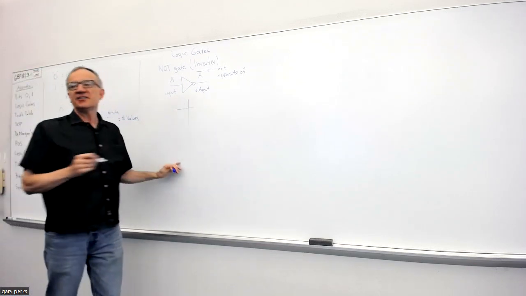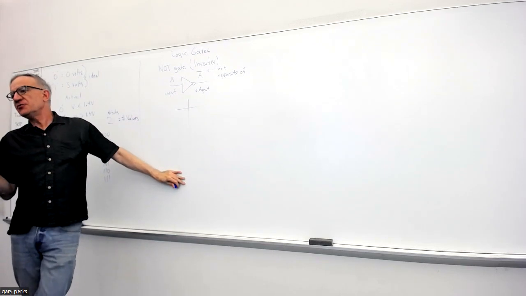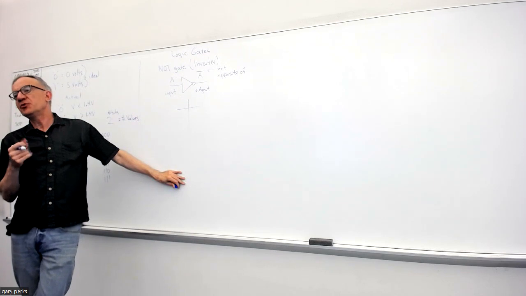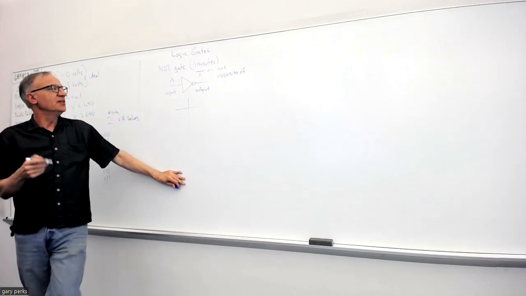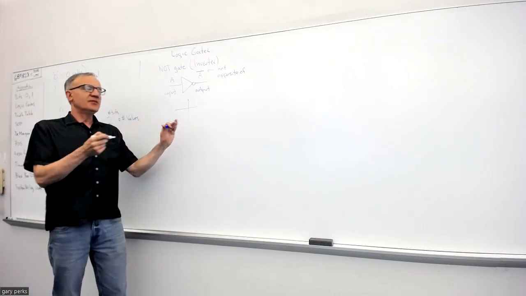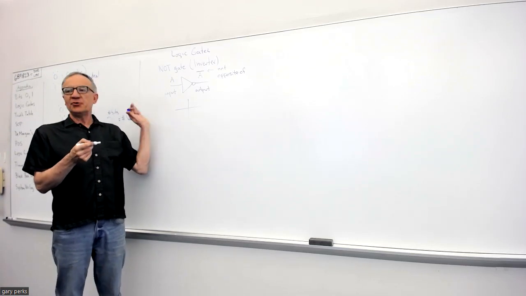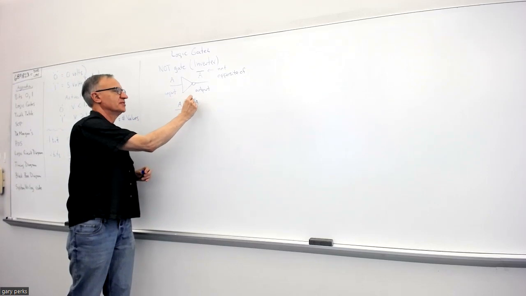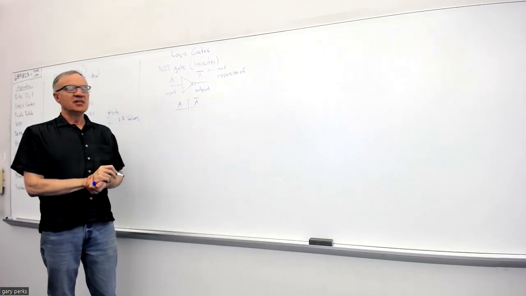Now, each gate has a truth table. And truth tables show you the relationship between the output and input, or inputs if you have more than one input. Here we only have one input. And by convention, we put inputs on the left side of the truth table, and we put outputs on the right side of the truth table.